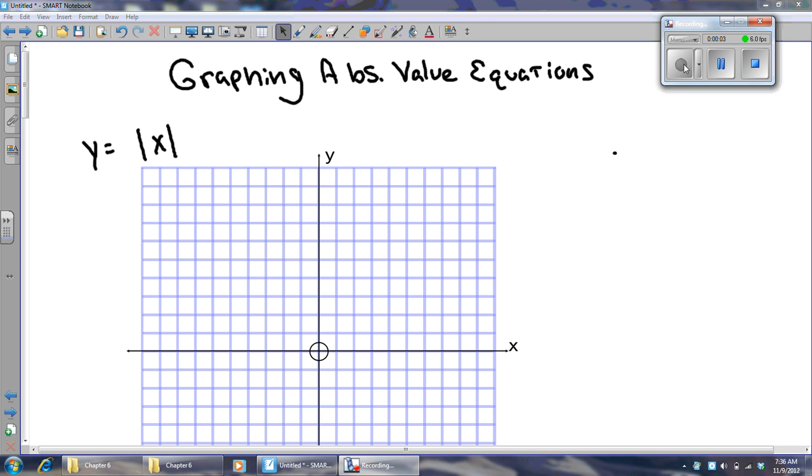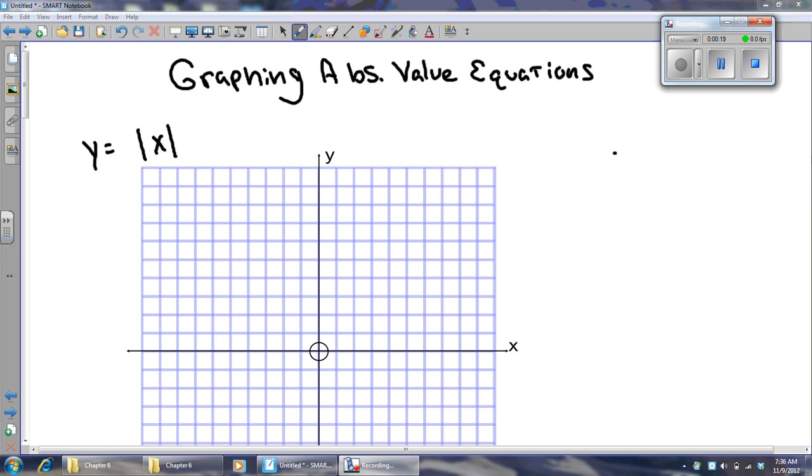Algebra students, today we're going to be graphing absolute value equations. Now these are actually super duper simple. They're almost easier than graphing slope-intercept form, but you have to know how to do that first before you do this.